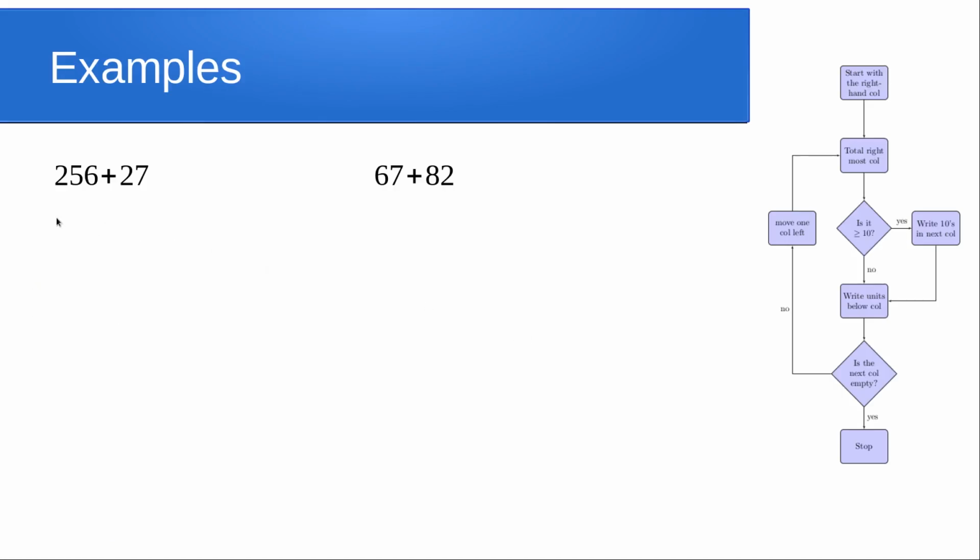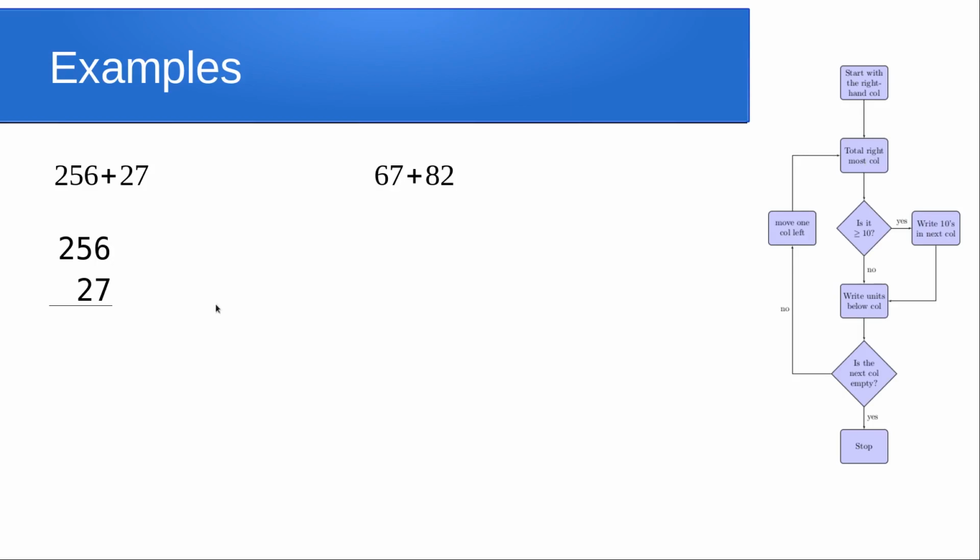Okay, so here are our examples. The first thing we do is we write them so it's one above the other. It doesn't matter with addition which one's on top and which is below. I've got to line up the units, the tens and the hundreds, etc. So it tells us in the algorithm, start at the right hand column and total the rightmost column. It actually means total the rightmost column that we've not totaled already.